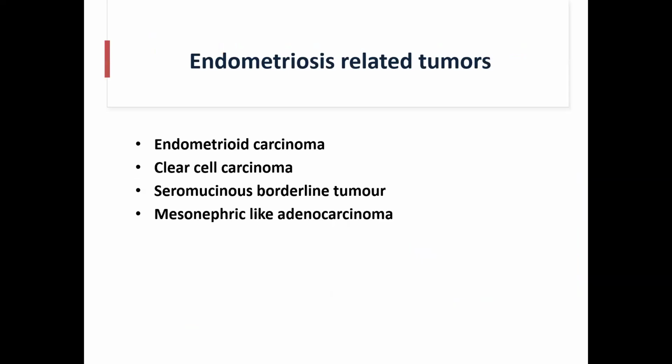Endometriosis-related tumors include the endometrioid carcinoma, the clear cell carcinoma, the seromucinous borderline tumor, and the mesonephric-like adenocarcinoma. The endometrioid carcinoma and the clear cell are the most common to arise in endometriosis, and we'll talk about this. The seromucinous borderline tumor is rare, so we'll not spend much time on it, but it can have implant-like serous borderline tumor. The mesonephric-like adenocarcinoma is also a rare entity, so I'm not speaking about it, but I want you to know that this is an aggressive tumor that arises on top of endometriosis, is very rare, has a tendency for lung metastasis, and has a specific immunoprofile.